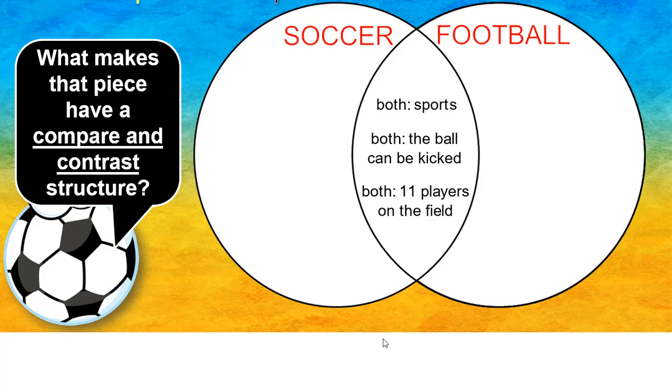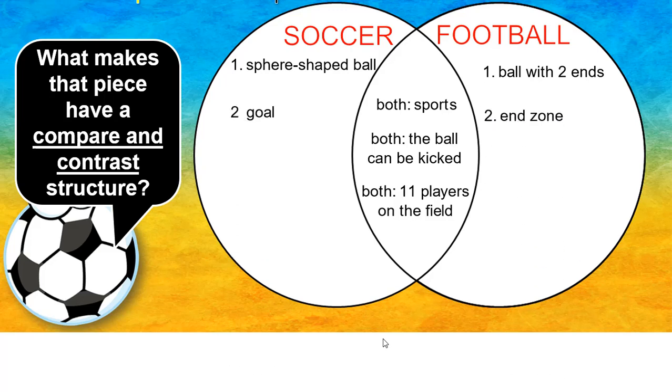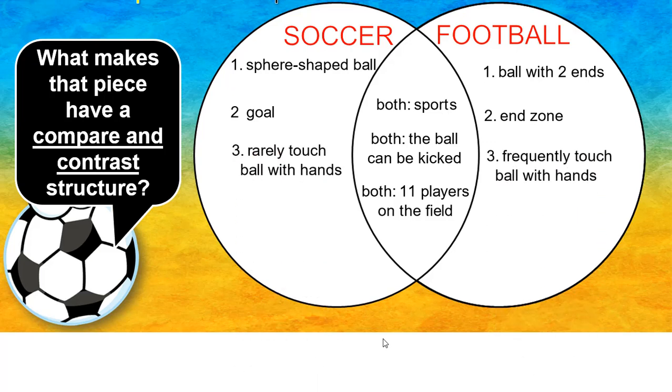What makes them different? We're going to contrast them now. They both have a ball, but one is a sphere-shaped ball, and the other ball has two endpoints. One has a goal, and the other one has an end zone. In soccer, they rarely touch the ball with their hands, but in football, they frequently touch the ball with their hands. And tackling is forbidden in soccer, whereas in football, tackling is allowed.